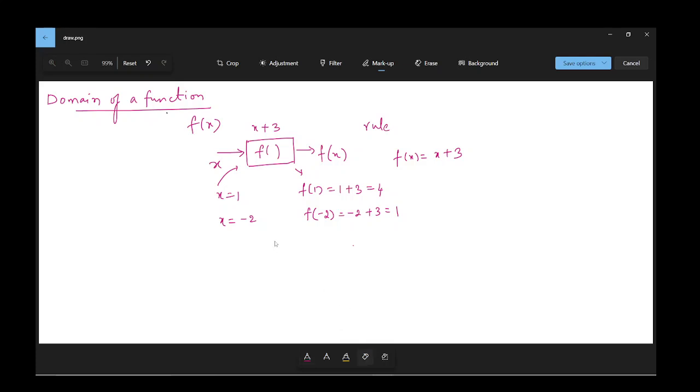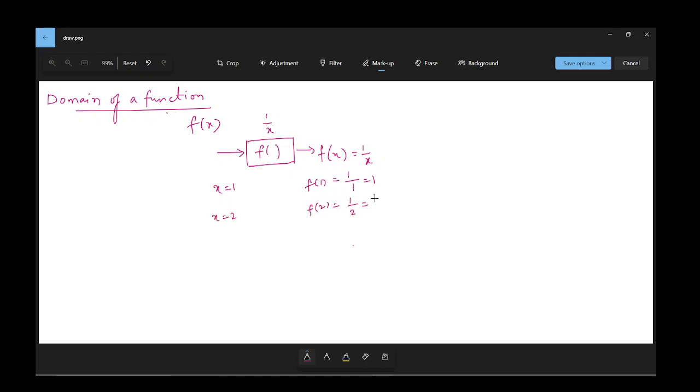Let us consider one more example, where f of x is equal to 1 over x. So here it takes the input and puts it in the denominator, and produces the output. Let's take some inputs. x is equal to 1. So what is f of 1? f of 1 is equal to 1 over 1, which is 1. If you give x is equal to 2, the output f of 2 is equal to 1 over 2, which is 1 by 2.